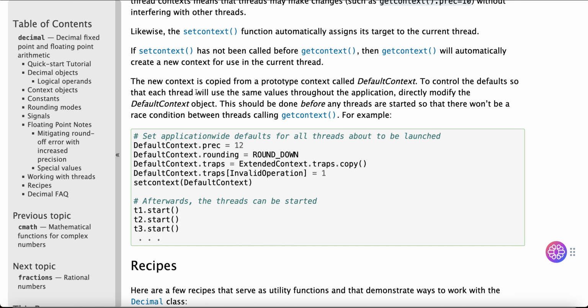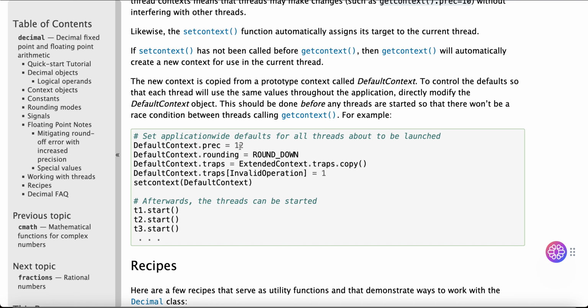To control the defaults so that each thread will use the same values throughout the application, directly modify the DefaultContext object. This should be done before any threads are started so that there won't be a race condition between threads calling getcontext. For example, set application-wide defaults for all threads about to be launched.